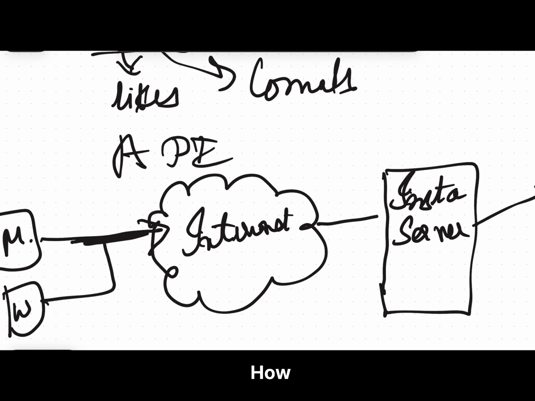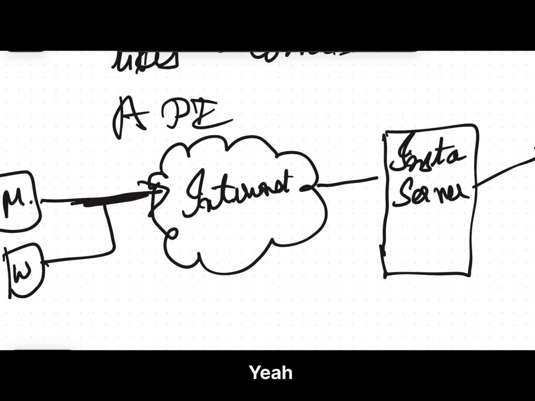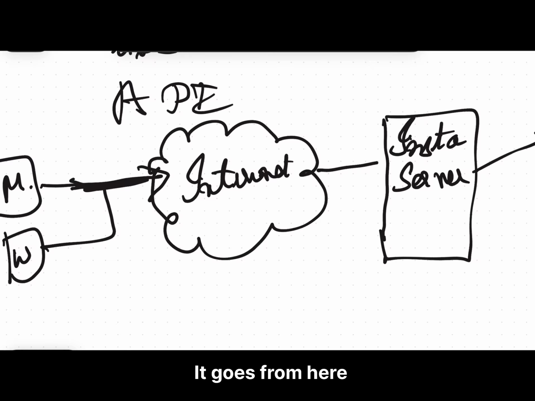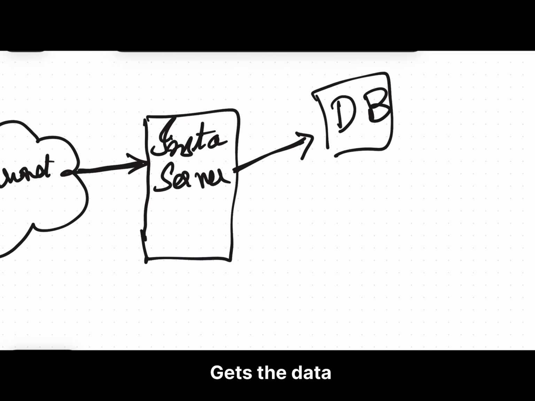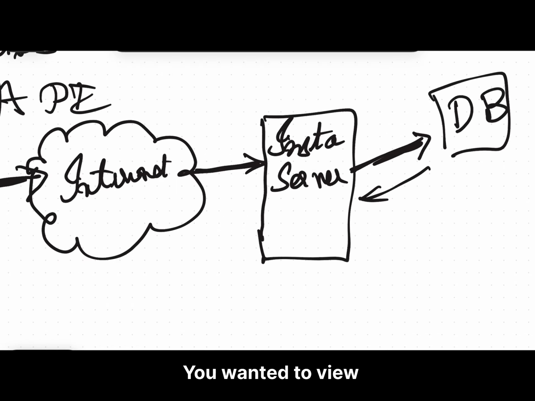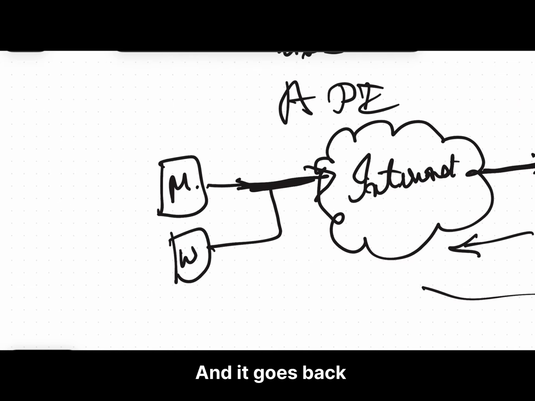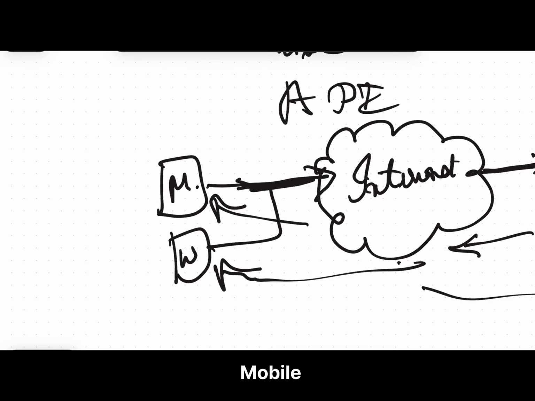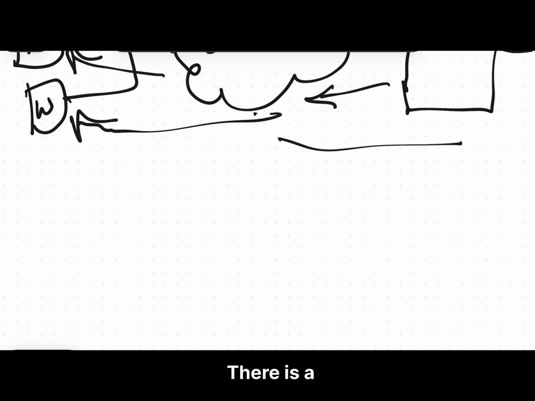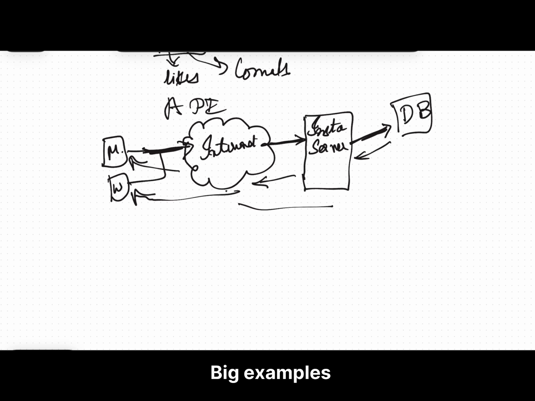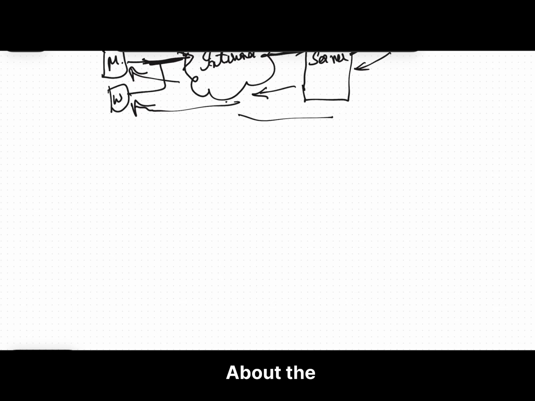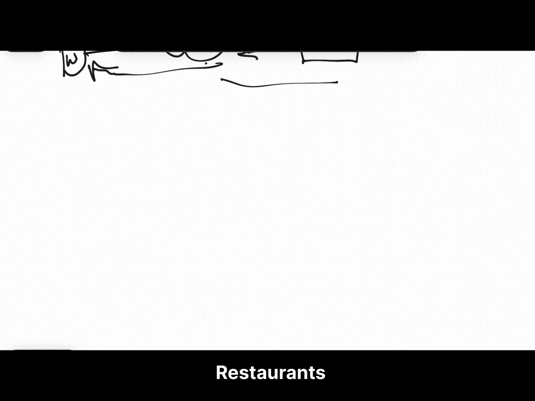Now it goes from here to your Instagram server, gets the data, and gets back with whatever data you wanted to view, and it goes back to the internet, and it goes back to your website or to your mobile.